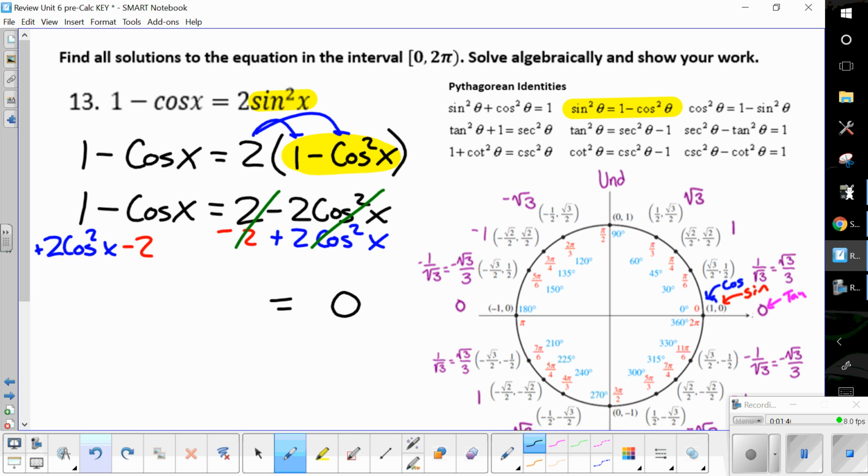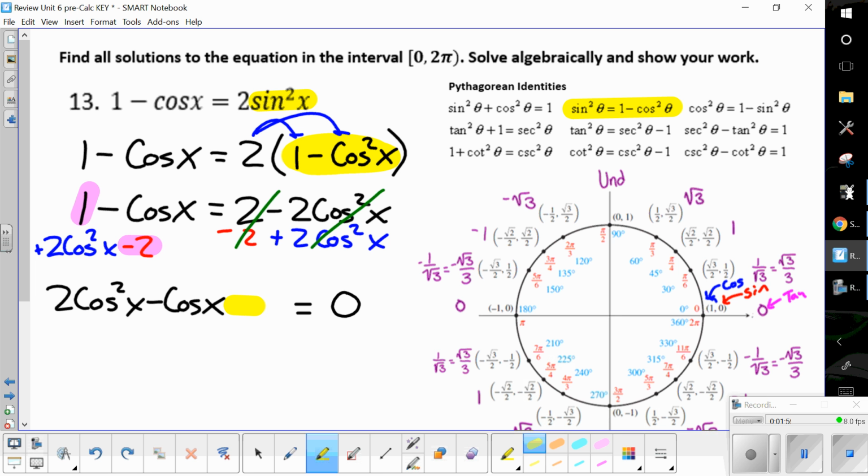And now I'm going to put this in standard form. So I want the highest power first, so 2 cosine squared of x. And then I have a power of 1 here, this negative cosine of x, which didn't move. And then I can combine like terms. I have a positive 1 here and a negative 2. I can put those together to make negative 1.